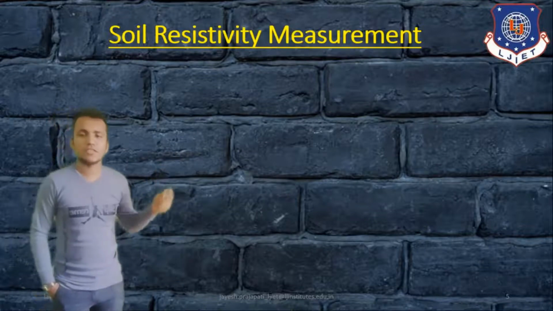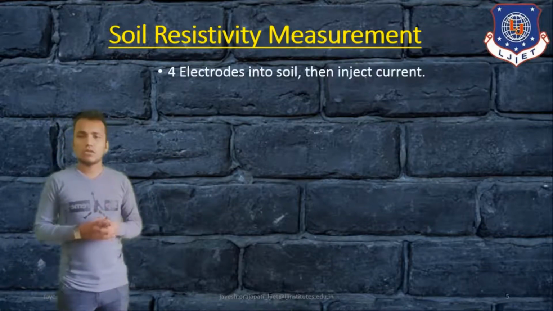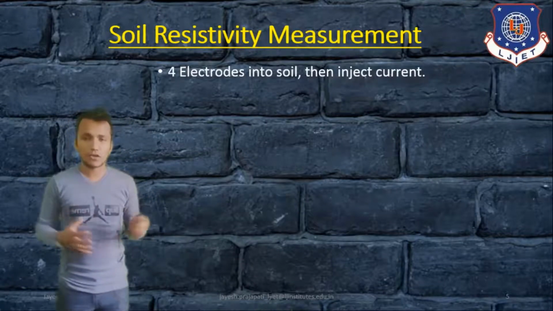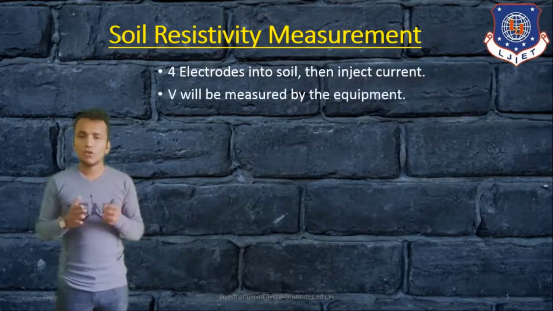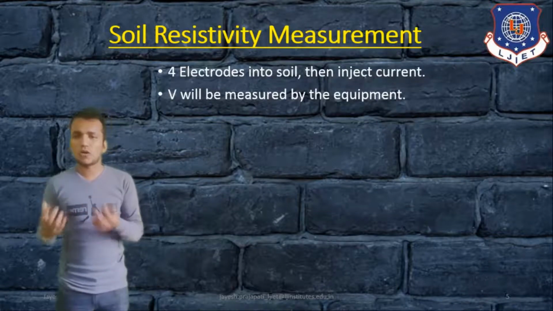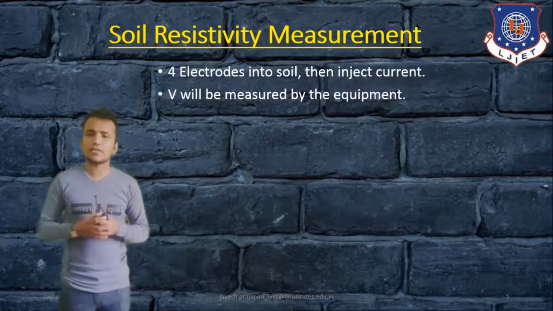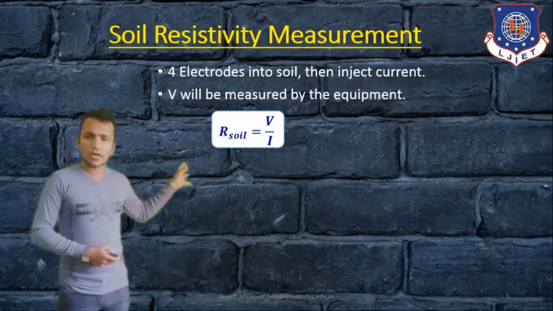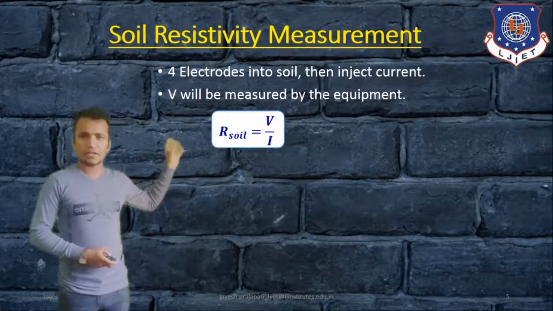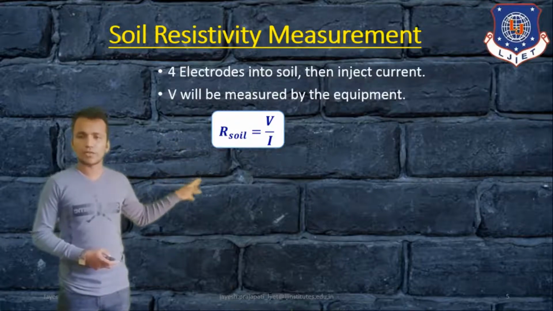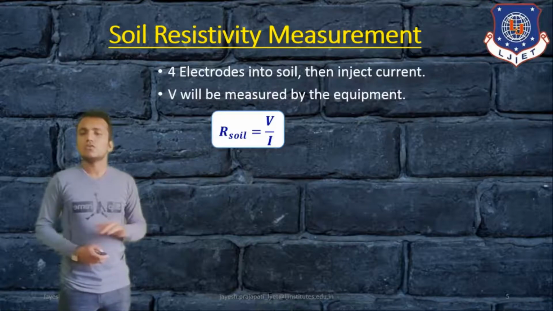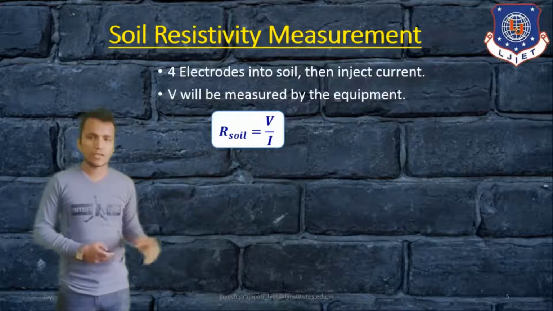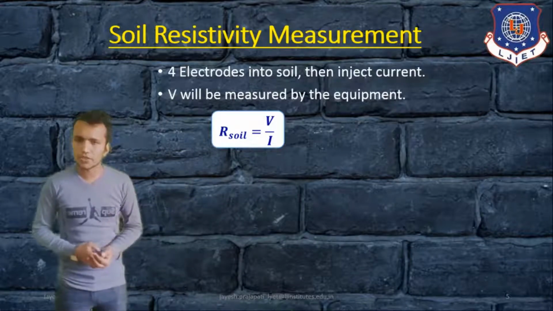Soil resistivity measurement requires 4 electrodes in the soil that inject the current. Then voltage V is measured by the instrument. The resistance of soil is equal to the voltage measured by the equipment divided by the current flowing through the 4 electrodes. So it can be measured by this equation: R equals V by I. That is Ohm's law. As per Ohm's law, we can measure the soil resistivity.